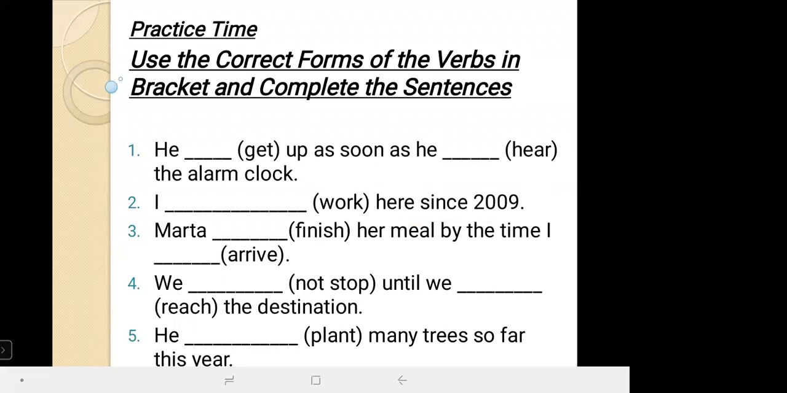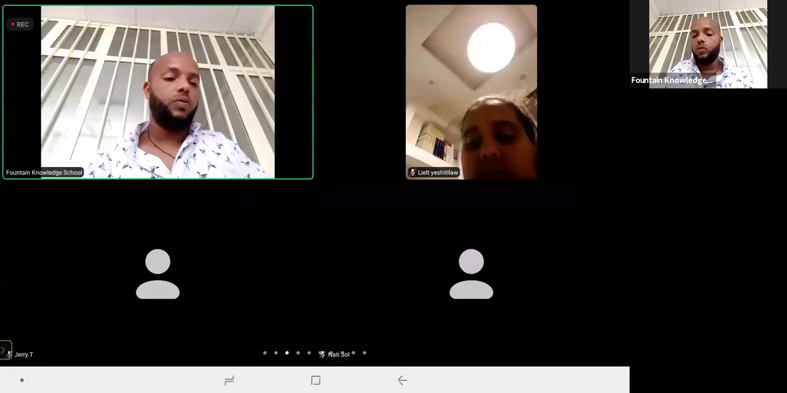You see these 5 statements, yes? 5 sentences? Okay, so you're going to use the correct forms of the verbs in brackets and complete the sentences. Make sure you use the correct form. It could be present perfect or it could be past perfect. Make sure you use the correct one. I'll display it for you.